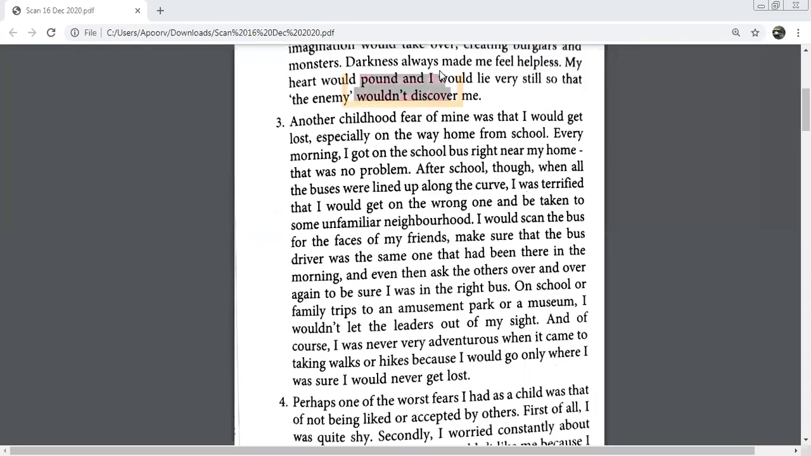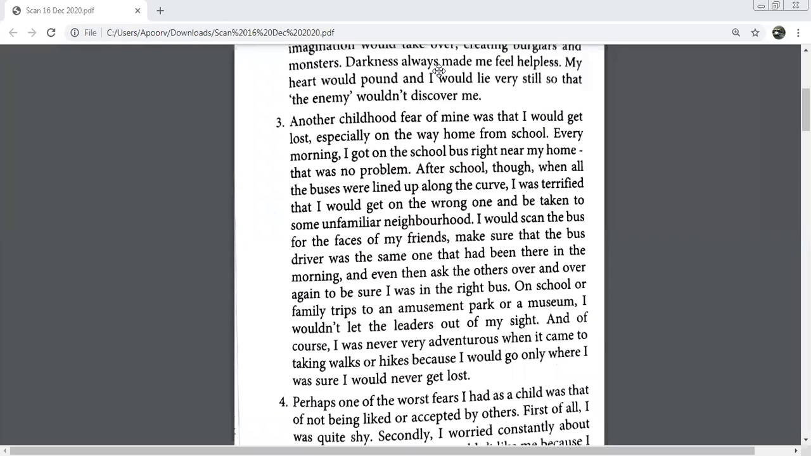Ma'am, heading: fear of getting lost on the way to home. Subheading: terrified of getting into the wrong bus. Subheading: being taken to some unfamiliar neighborhood. Subheading 2: scanning bus for familiar faces and same driver. Number 3: not letting the leaders out of sight in trips. Number 4: never very adventurous. Subheading: avoiding walks and hikes. Then number 5: only going to known places.